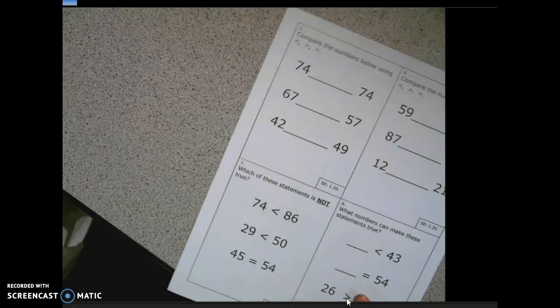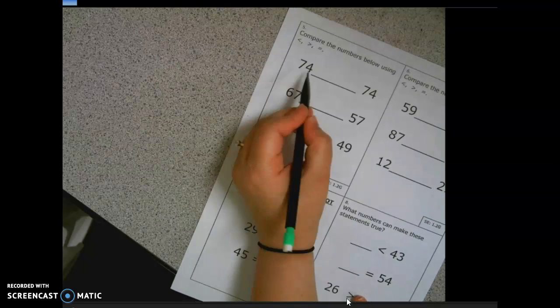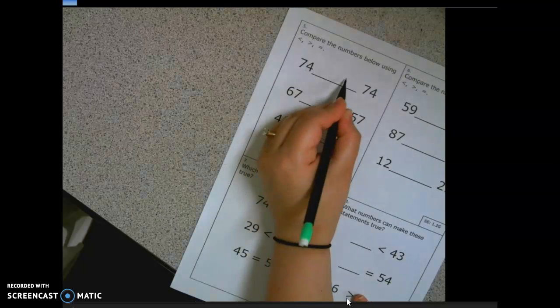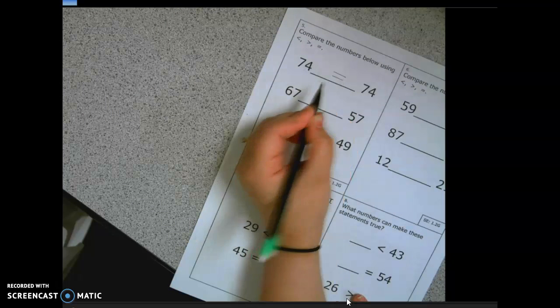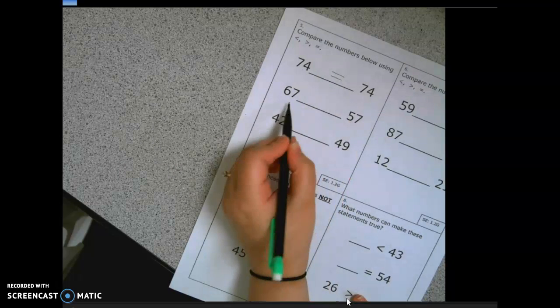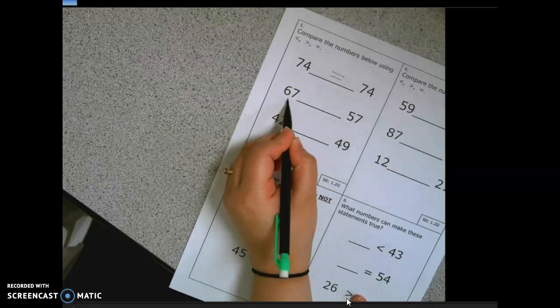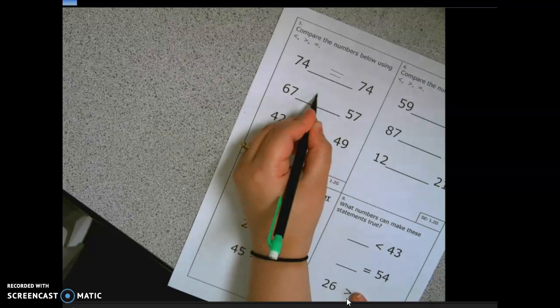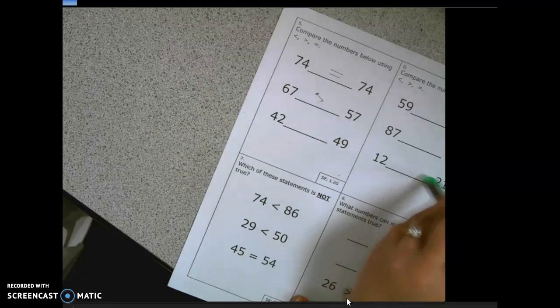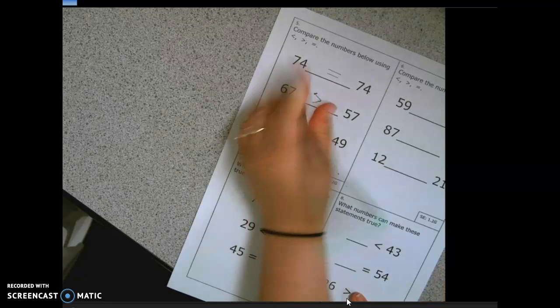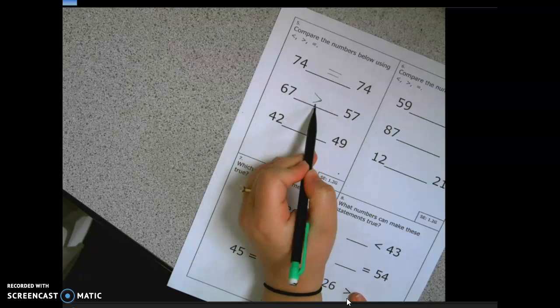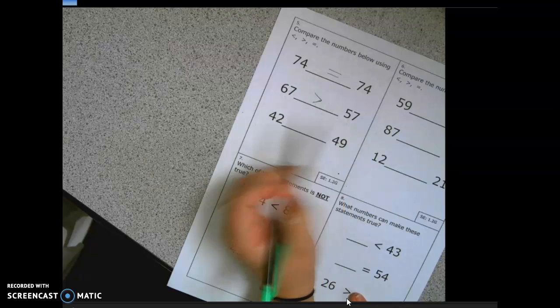Compare the numbers below using the symbols. Well, I know 74 and 74 are equal or the same, so I'm going to represent them with the equal sign. For 67 and 57, I know 67 has more tens than 57, so I am going to represent that by showing 67 is greater than 57.